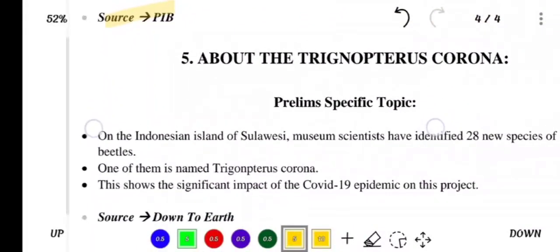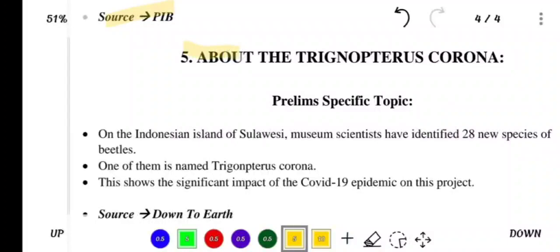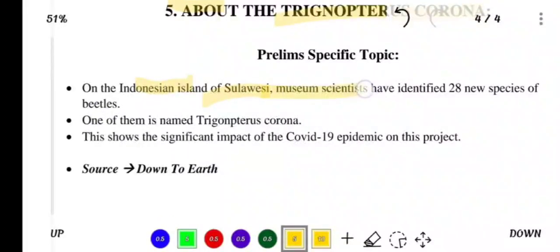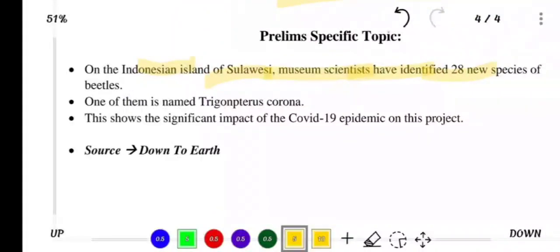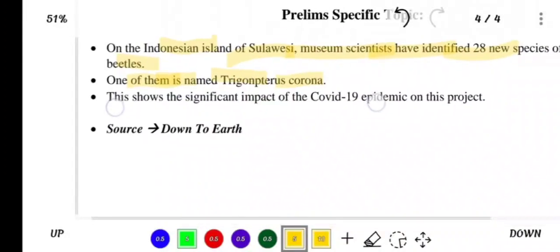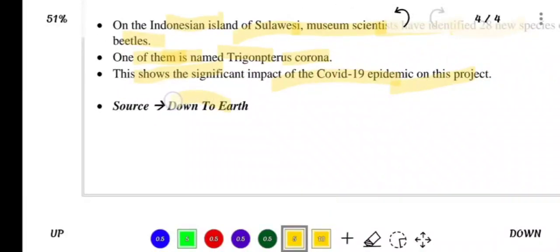The next topic in news is about the Trigonopterus corona. So on the Indonesian island of Sulawesi, museum scientists have identified 28 new species of beetles. One of them is named Trigonopterus corona. This shows the significant impact of the COVID-19 epidemic on this project. The source of this news is Down to Earth.